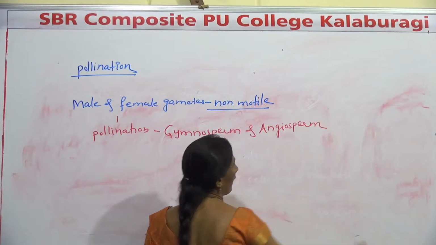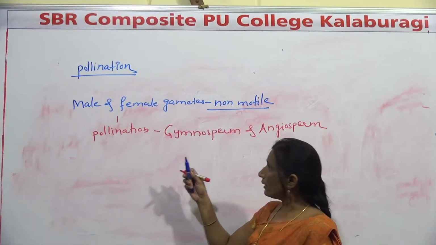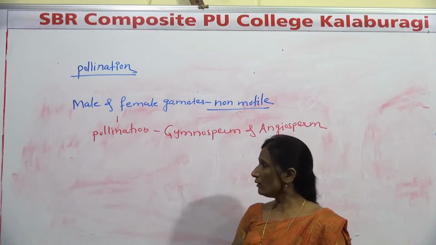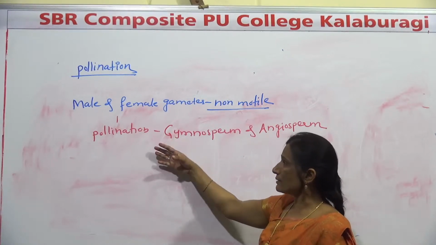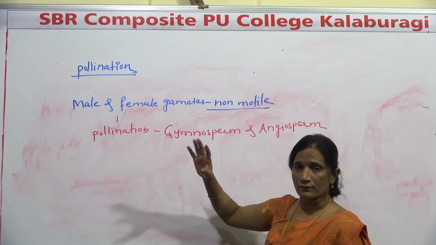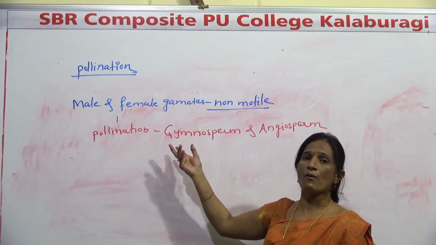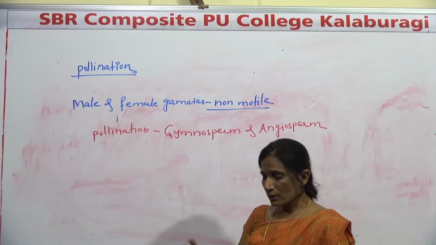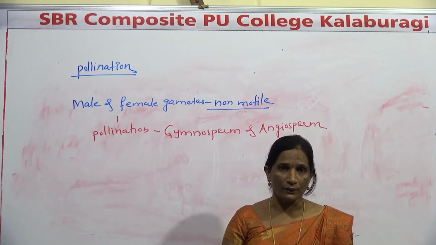Gymnosperm and angiosperm, because in these members both male and female gametes are non-motile, so pollination occurs. During this, there is transfer of the pollen grains from the anther of a flower to the stigma of the same flower or a different flower. So come back to pollination. What is meant by pollination?